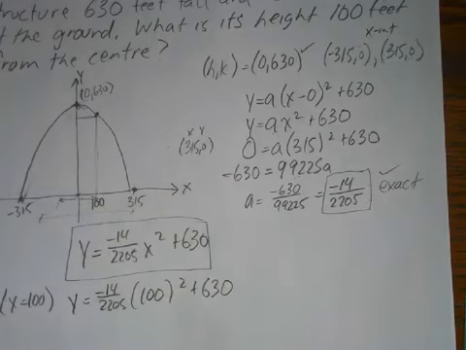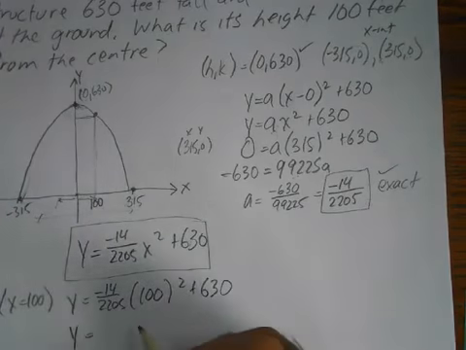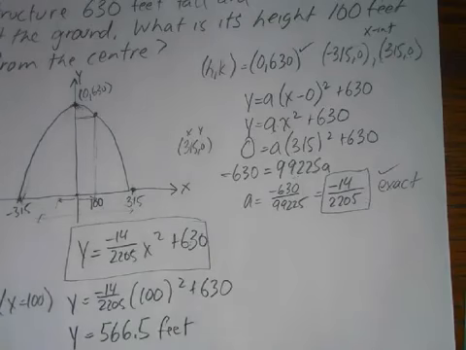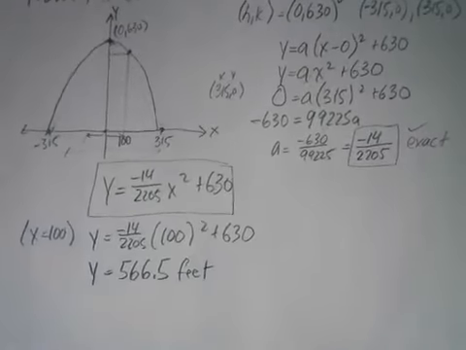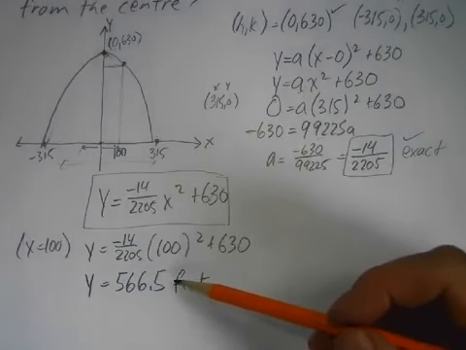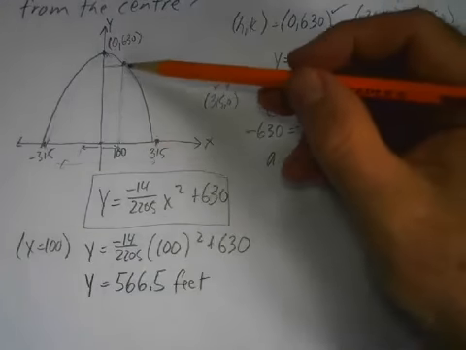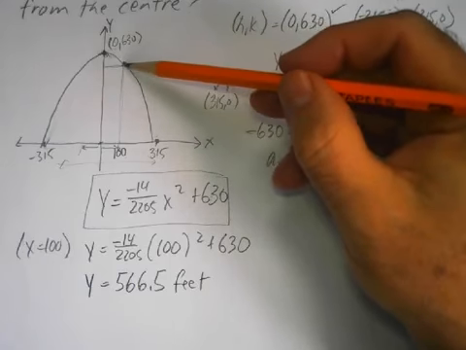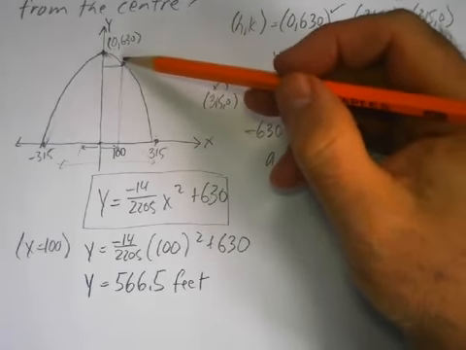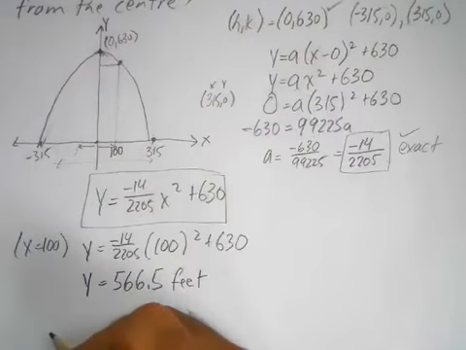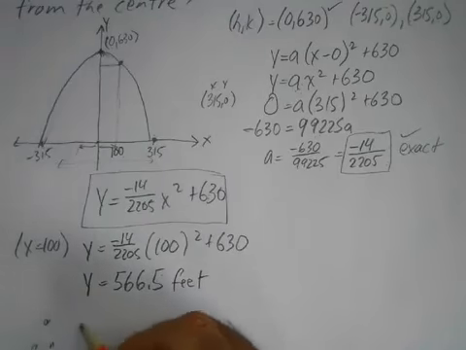Okay, so I'm just going to go to the final answer here. Final answer is 566.5, and the units are feet. It's always good to do a little sanity check on your answer. See if you're in the ballpark, see if it makes sense. So does it make sense that that's 566 feet high? Sure. It's definitely below 630, but it's not too far below. So that seems like a reasonable answer. So I'm going to go with that and do a word answer.